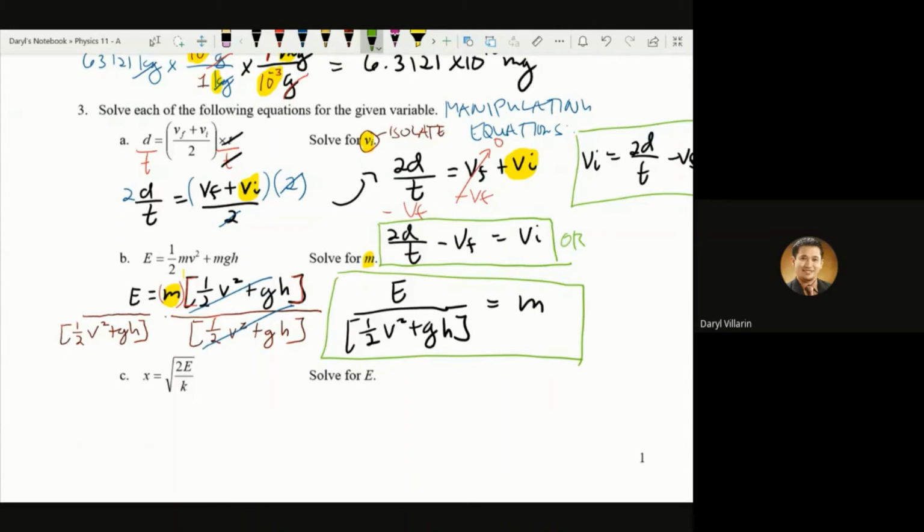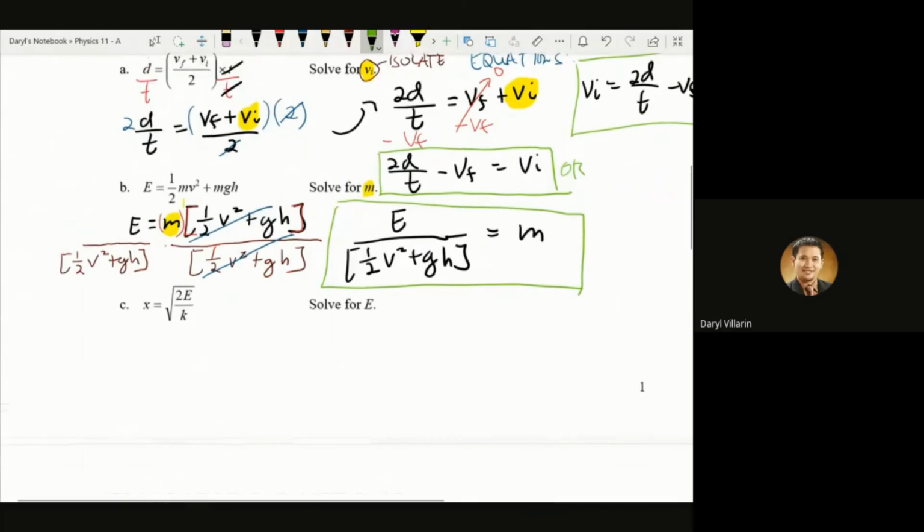So I successfully isolated my m. I did the factoring first. And then from the common factor, when you do factoring, the operation is just multiplication. So if I divide that factor by the same exact factor, the answer is just 1. So essentially, it's just the same thing as canceling that particular term on that side of the equation. And then for letter C, I'll be solving for E. So that means E should be isolated.